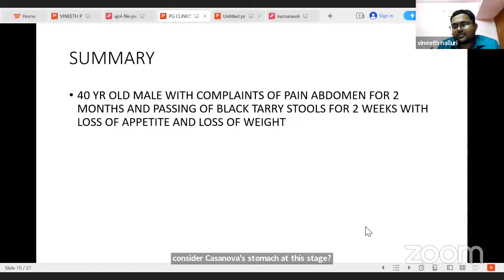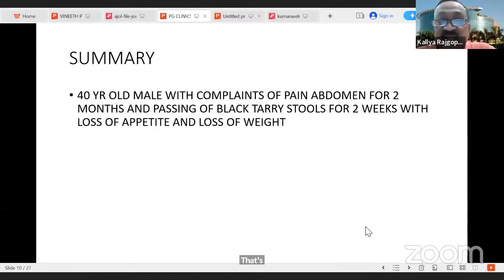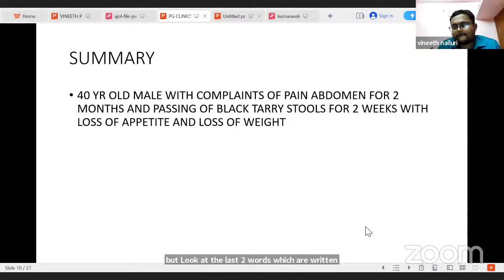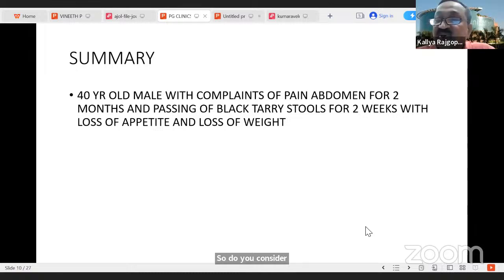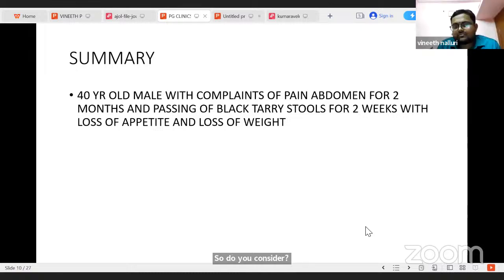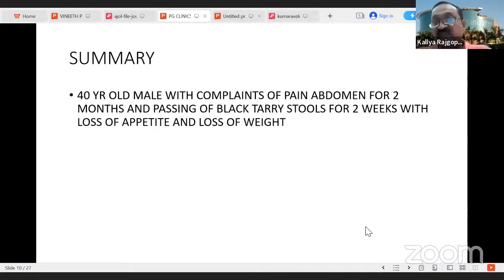Sir, gastric ulcer is, yes, you have mentioned, but look at the last two words which you have written there: loss of appetite and loss of weight. Do you consider? Yes or no? Loss of appetite and loss of weight are usually seen in malignancy, sir. So I suspect gastric malignancy to be there. If that's what your answer should be, you cannot rule it out. It has to be considered.